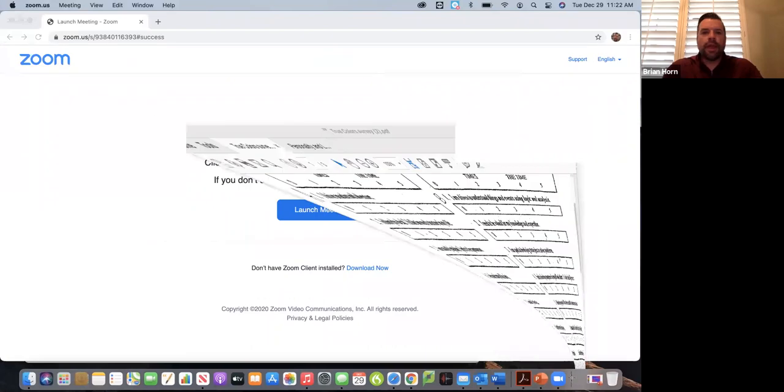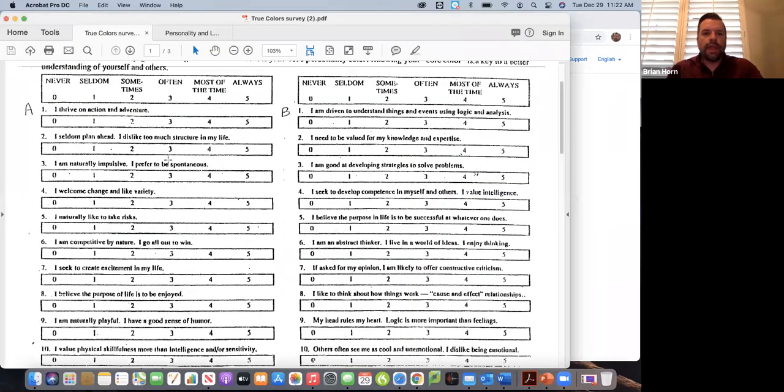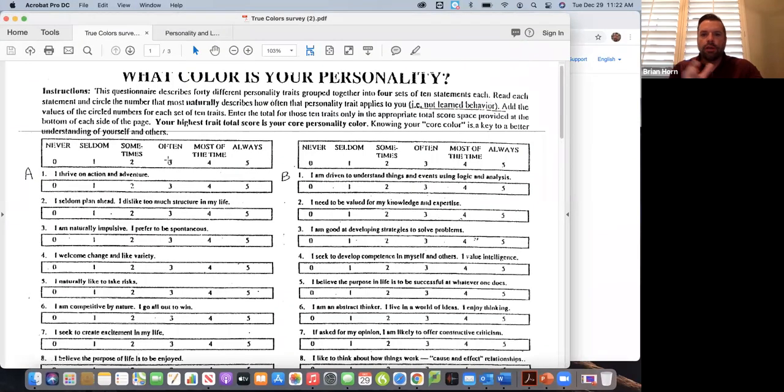The survey is located on our Canvas page. It is "What Color Is Your Personality." So I want to use this survey as an instrument for us to better understand different types of personality. This may be a bit of an oversimplification.